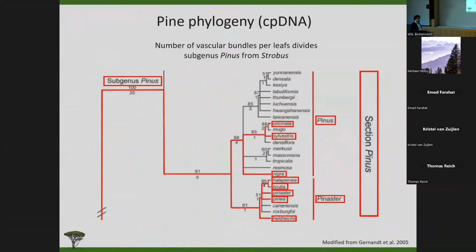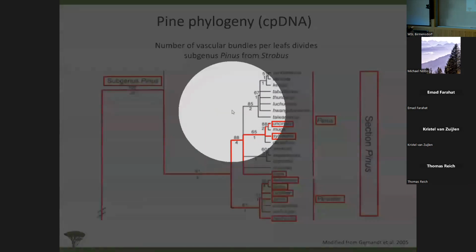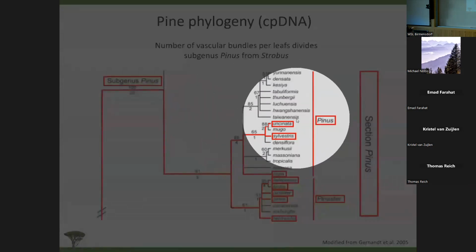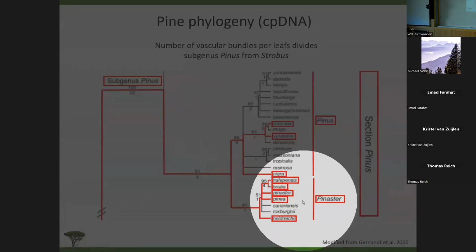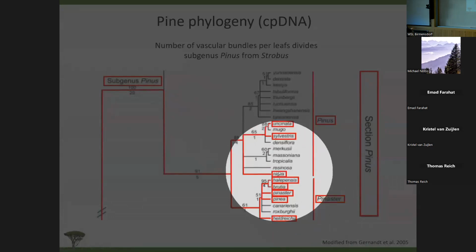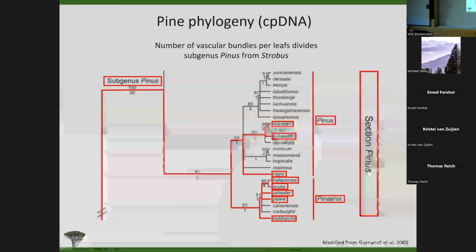Somehow this distinction of montane and non-montane pine forests is reflected in the species phylogeny, where we can see that the subgenus Pinus and subgenus Pinaster are divided by the number of vascular bundles, and they are grouped together. So Halepensis, Brutia, Pinaster, and Pinea, which we said are those of the Thermo-Mediterranean and Meso-Mediterranean belt, so the warm-loving ones, while the mountain species are somehow grouped together, with the exception of Heldreichii.